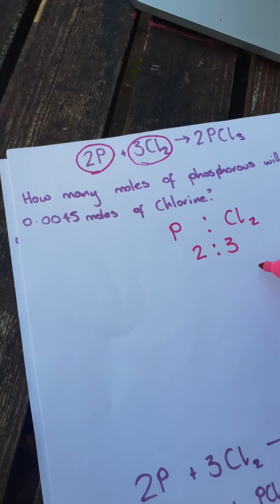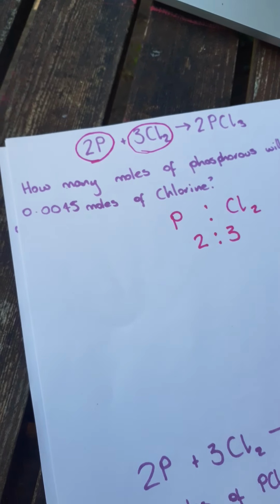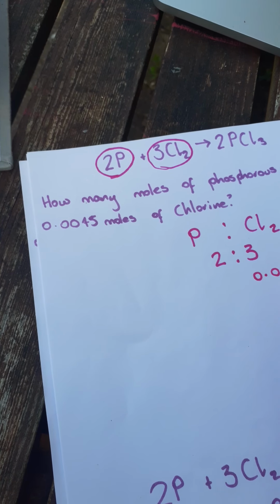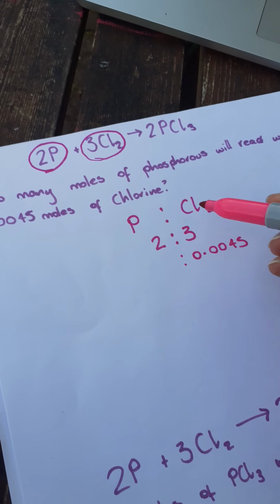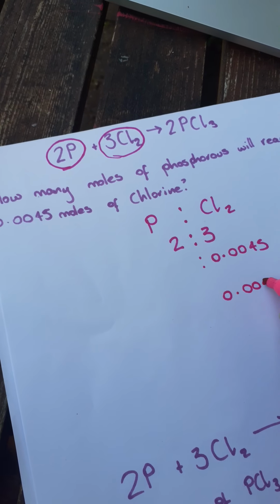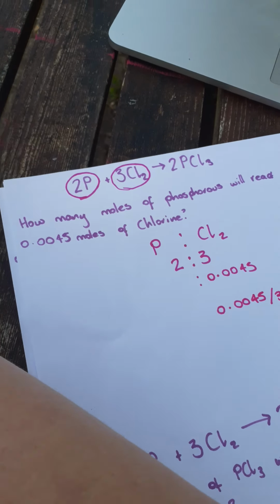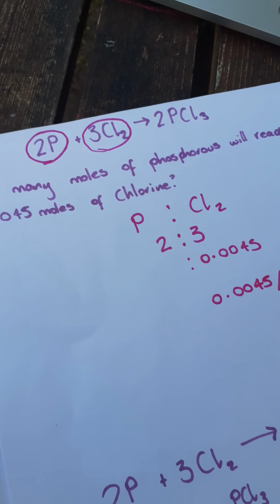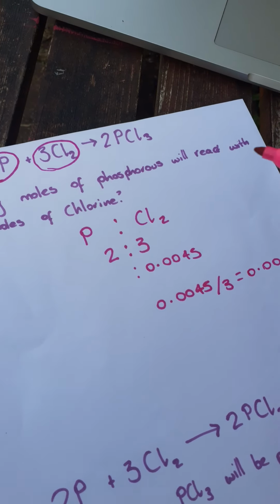Now, we don't have 3 moles of chlorine. We are told we have 0.0045 moles. Okay, so if 0.0045 is equal to our 3, we want to divide that. So 0.0045 divided by 3 is going to give us 0.0015. Yeah, I just had to check. I wasn't being stupid. Okay, so that's sort of our equivalent to 1 if this is 3.